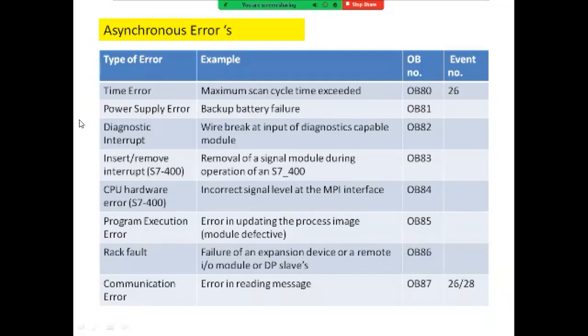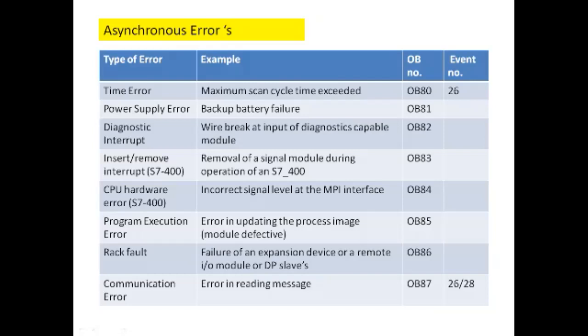Similarly, for program execution error, if any module is defective, in such case we can download OB85. It's like we are having a rack fault error. So this is related with this. If a remote IO module is disconnected, or Profibus is disconnected, in such case, what happens? This rack failure will be there, so your CPU goes to stop mode.